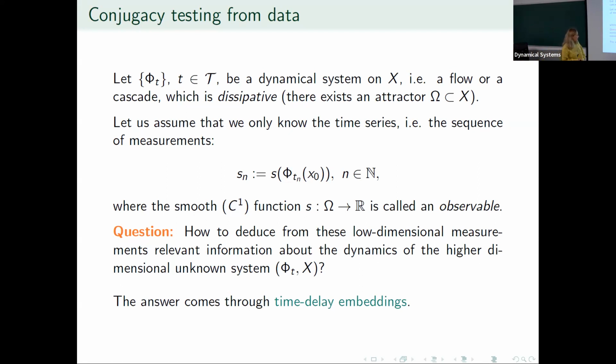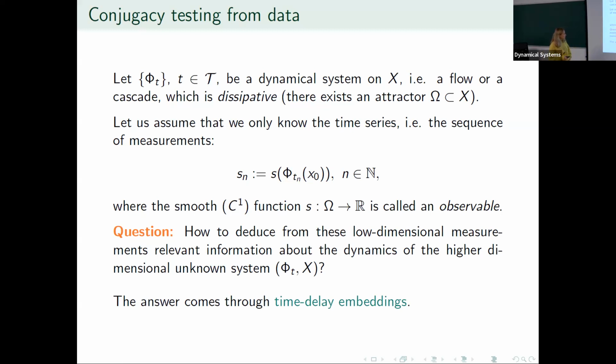So, let's say our aim is somehow to deal with real-world data. Then this data is very often hidden in the form of a time series sampled over some usually large-dimensional, complicated system that we don't know, and what we usually have are low-dimensional measurements. Such measurements are called observables.